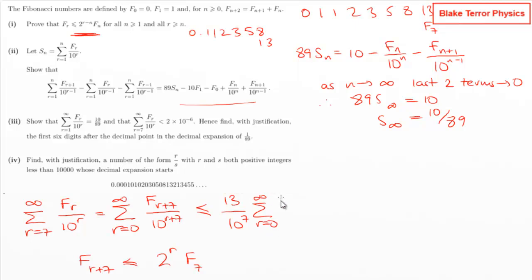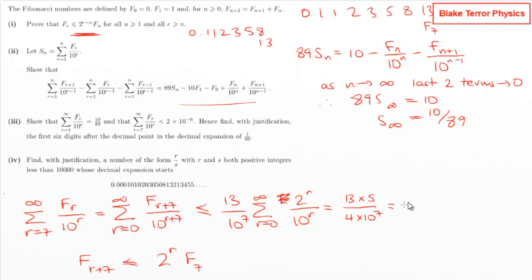Right, this is going fine as well. So that would be, not fr, 2 to the r over 10 to the r. Right, so that's fine. This is just a geometric sequence multiplying in fifths starting at 1. So I'm going to have 1 divided by 1 minus a fifth, so that's 5 over 4. So that is going to be 13 times 5 over 4 times 10 to the 7. Great. So that's 65 over 4. So that's 16 and a quarter.